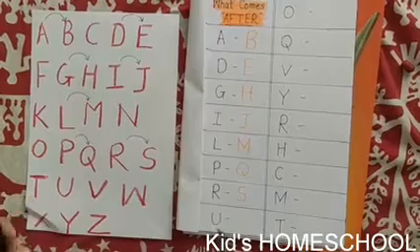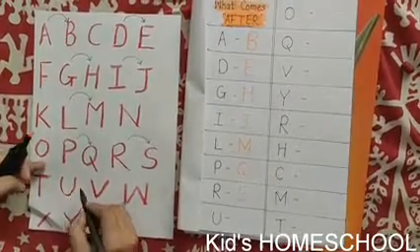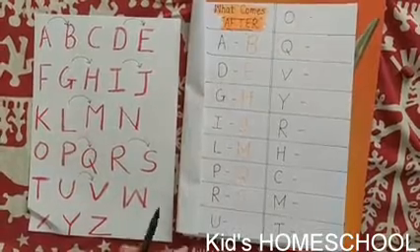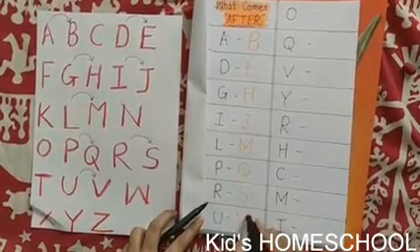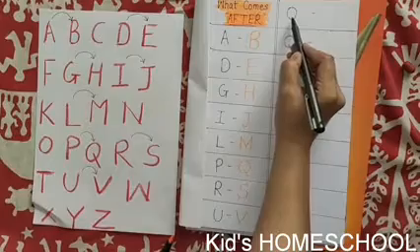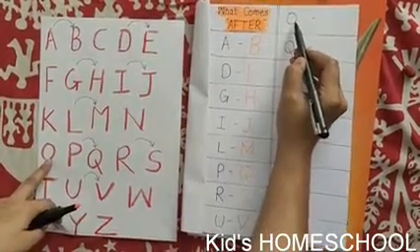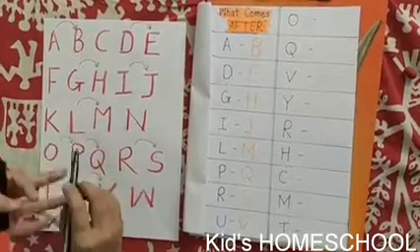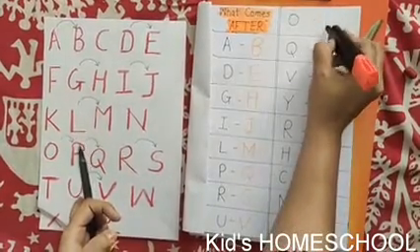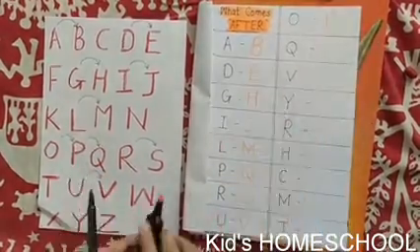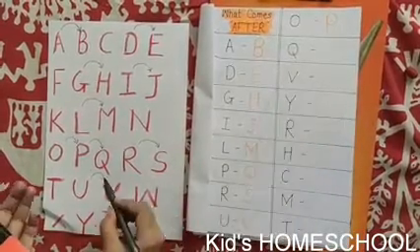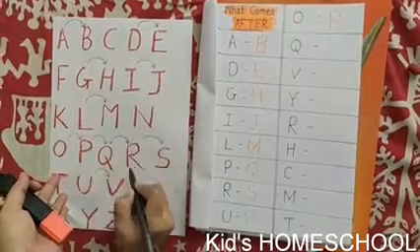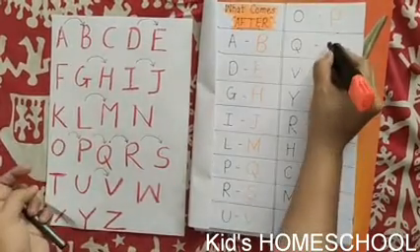Now this is U. Here is U. What comes after U? V. We have to draw here V. Now this is O. Where is O here? Here. What comes after O? P. We have to draw here P. This is Q. Here is Q. What comes after Q? R. We have to draw here R.